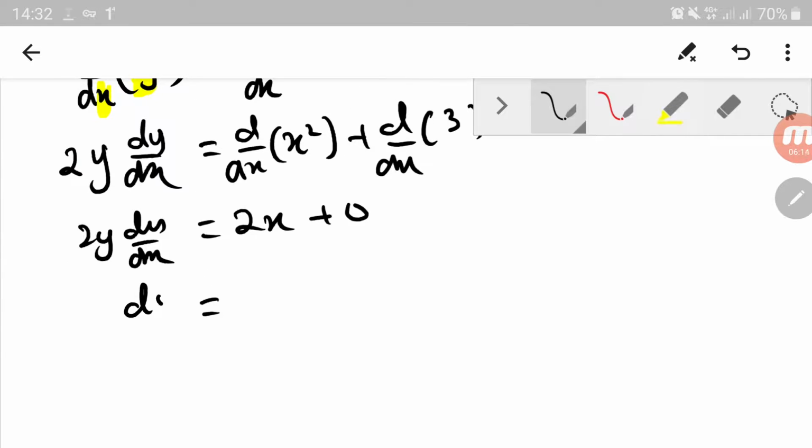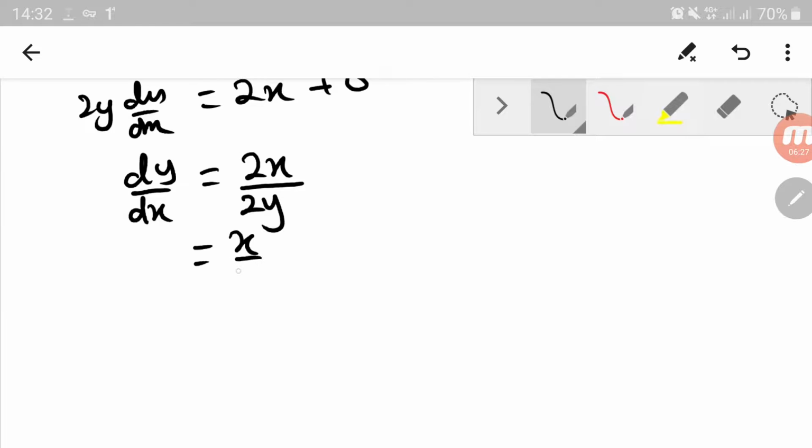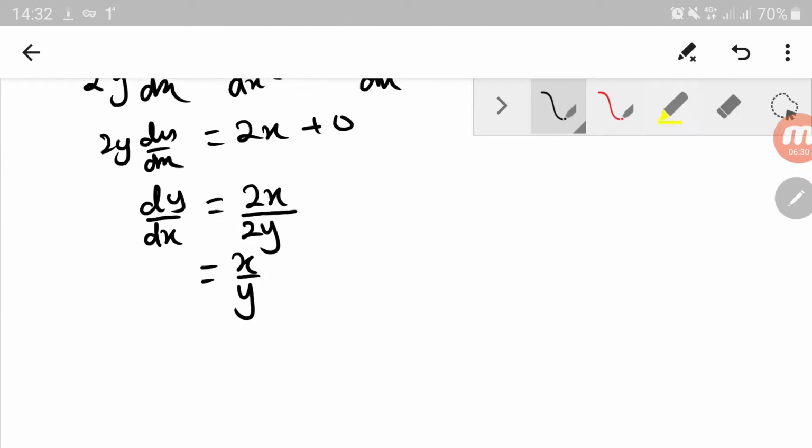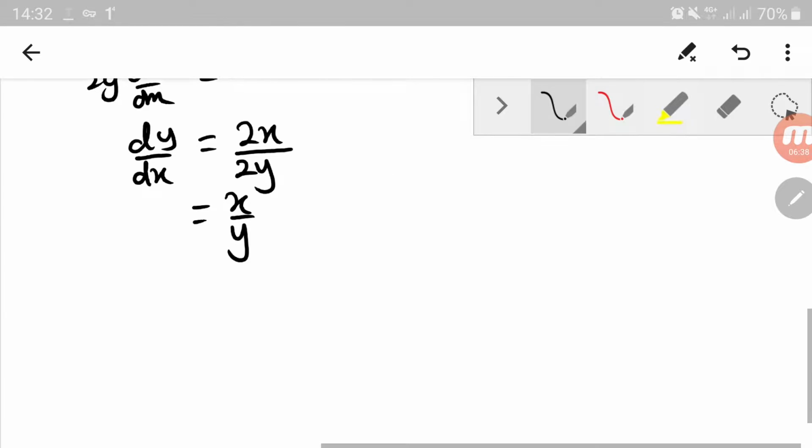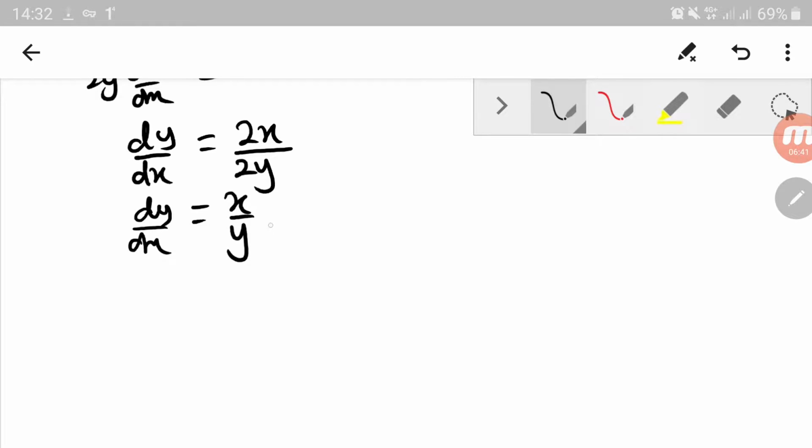So what we have is we can express dy/dx explicitly: 2x over 2y. We simplify and get x over y. Now we can proceed with this to get the second derivative. Since we have dy/dx equals x over y, we can differentiate the left hand side like this, as well as the right hand side.